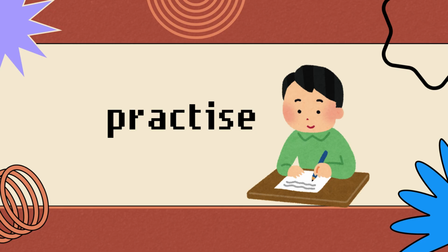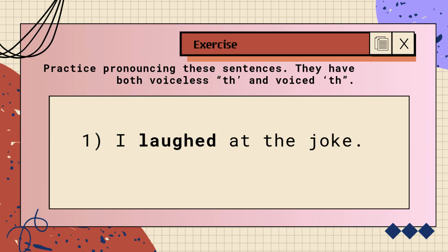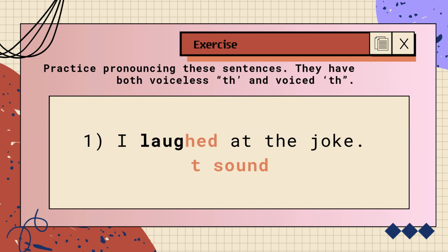Now let's practice. Let's practice together and take a look at the sentence. I laughed at the joke. Let's see what sound the ed sound at the end of laugh is. It's a T sound. Laughed. If you remember, it ends with H, and so it will have the T sound.